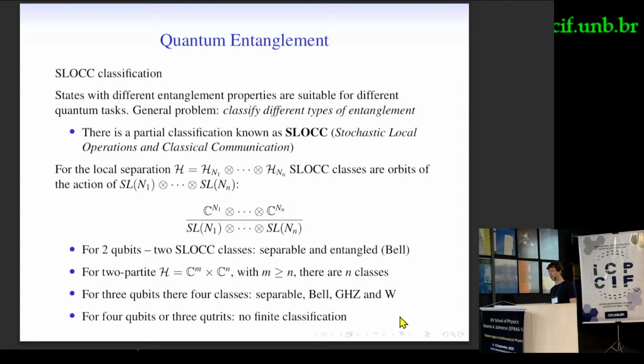Well, if you go further, if you look at 3 qutrits, they correspond to Hilbert space of dimension 3, or 4 qubits. In this case, there is no finite classification. There are an infinite number of classes, and some partial classifications exist in this case.